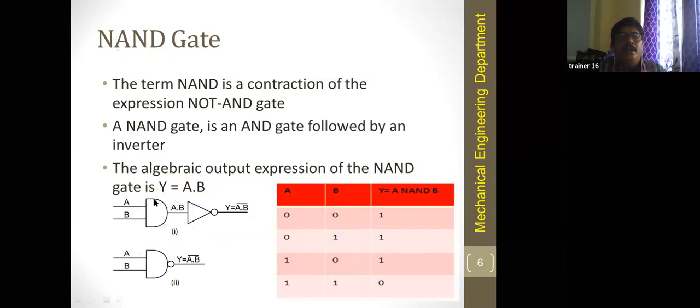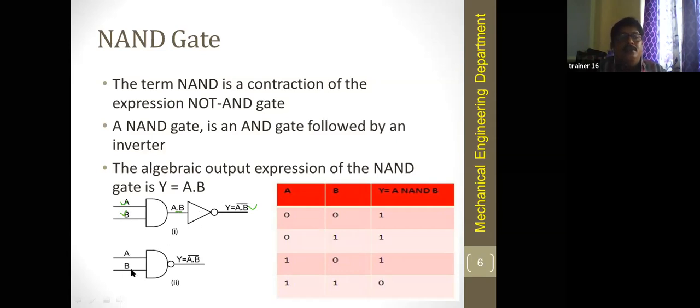So here, the output of the AND gate is A into B. Already we discussed it in the AND gate, right? The inputs of the AND gate are A and B, and the output is Y equal to A into B. After that, the output of the AND gate is the input to the NOT gate, which is nothing but inverse. So Y equals A dot B inverse, right? Like this we have to perform the mathematical functions.